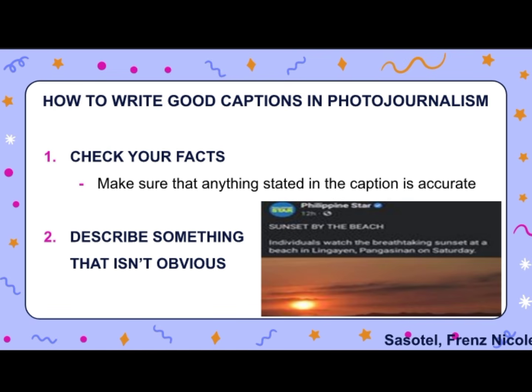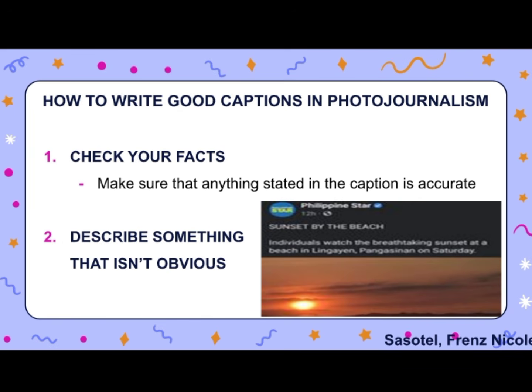So here are the following points that will help you write a caption that will capture the interest of the reader to read your story. First, of course, you have to check your facts. Make sure that anything stated in the caption is accurate, because one of the most important aspects of any type of journalism is accuracy. If you use incorrect information, your photo or your story loses its credibility. Therefore, before uploading or printing any photo captions, make sure that anything you've stated in the caption is accurate.